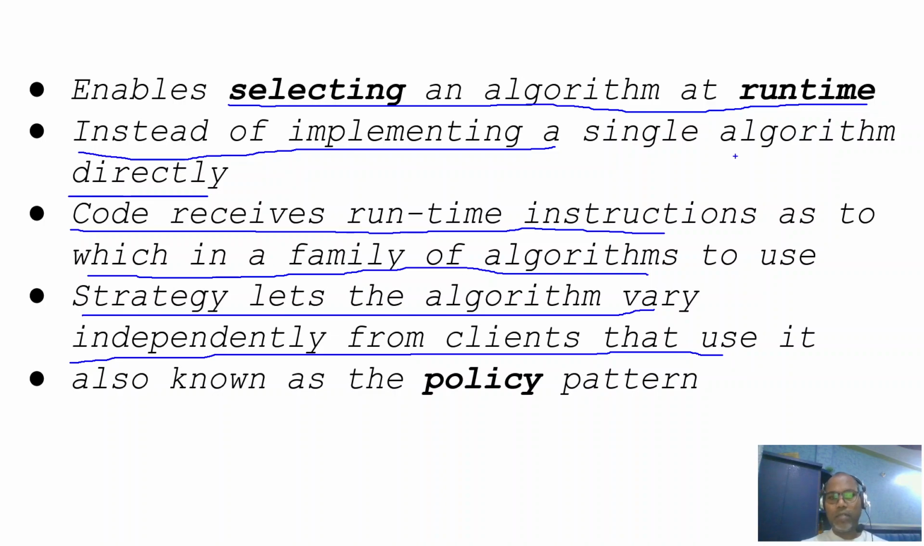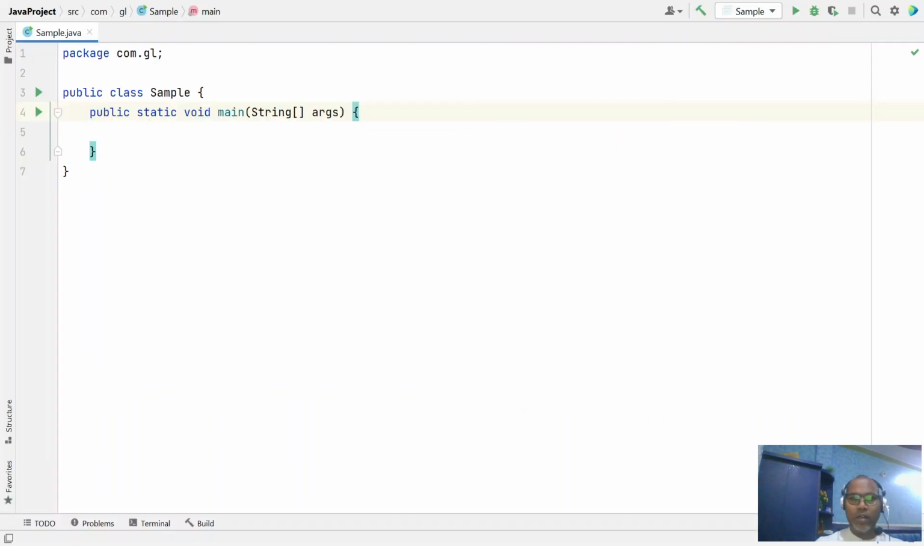This strategy pattern is also sometimes known as the policy pattern, like a set of policies from which we can opt for any one. Simply, the strategy pattern enables selecting any one strategy at runtime instead of writing all that code in the particular client code. So let's look at an example and how we write the implementation.